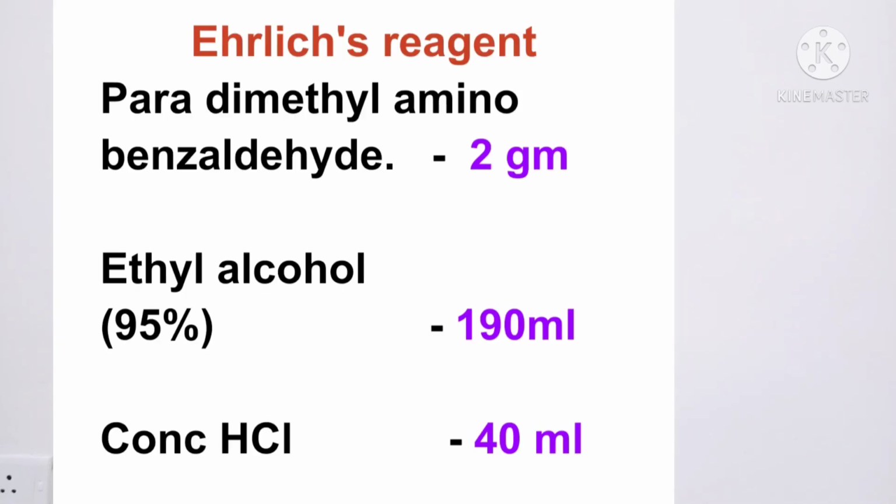Ehrlich reagent is made up of para-dimethylaminobenzaldehyde 2 grams, ethyl alcohol 95% 190 ml and concentrated hydrochloric acid 40 ml. First, we have to extract the indole in the broth using xylene. For this, we have to add 1 ml xylene to 5 ml broth culture. Plug the test tube and mix them properly by shaking. Add 0.5 ml of Ehrlich reagent through the side of the test tube.